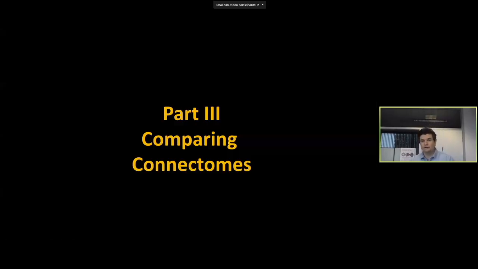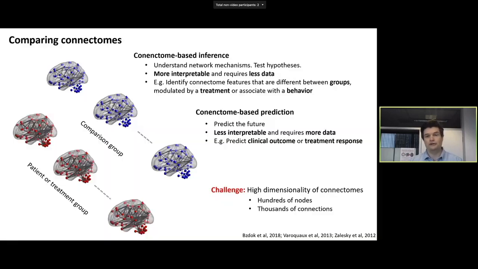So in the final part of this session, I want to move on to comparing connectomes, in other words, connectome statistics. The idea here is that you may have mapped connectomes in a group of healthy controls. You may have also done the same thing for a patient group or a treatment group. And the aim then is to identify connectome attributes that differ between the control group and the patient group, or that are associated with a certain behavior or are modulated by treatment.